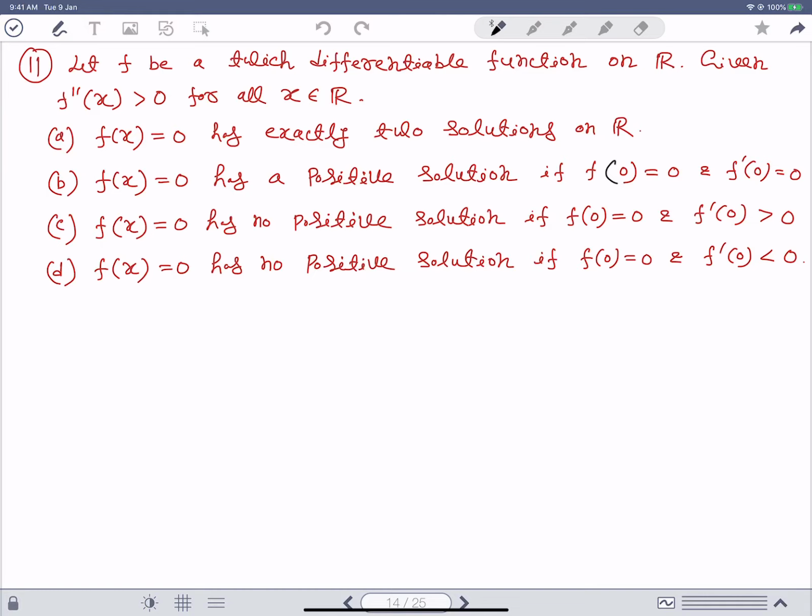Okay. So, first of all, if you know the differentiability, then what do you mean by this one? It says that it is a twice differentiable function, and it is saying that f double dash x is bigger than 0. So, what does it mean that f double dash x is bigger than 0? It is a convex function, sir. Exactly, good.